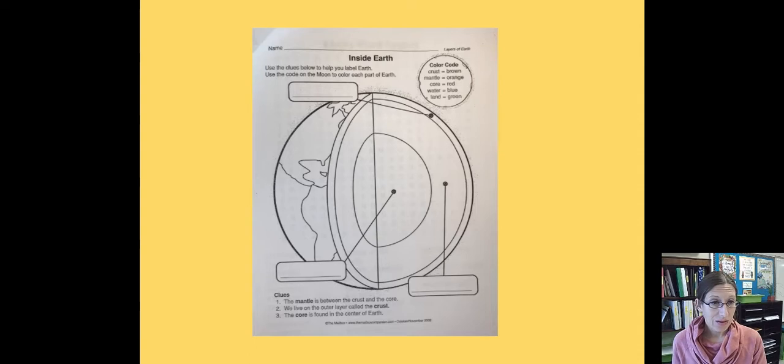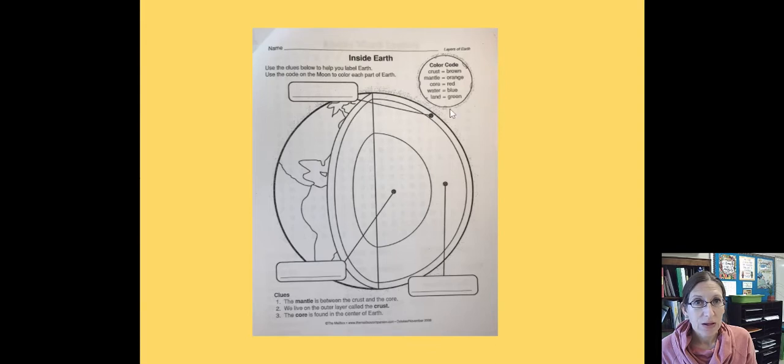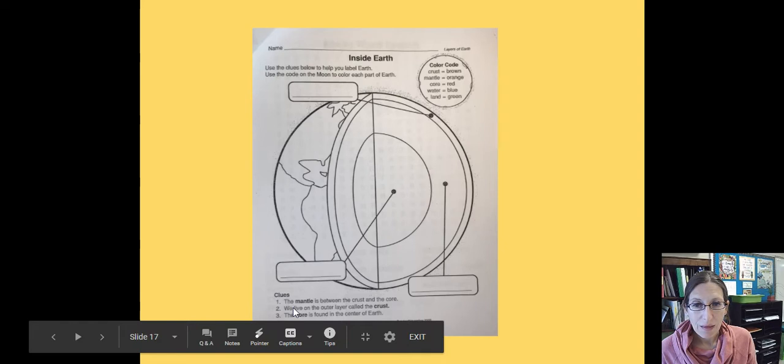So this is an activity that you might want to do. You have this page in the back of your science packet. And if you would like to color it, it says, use the clues below to help you label Earth. Use the code on the moon to color each part of the Earth. There are some clues down here at the bottom to help you label the different parts, and some information about the coloring code up here. Clue number 1 says, the mantle is between the crust and the core.